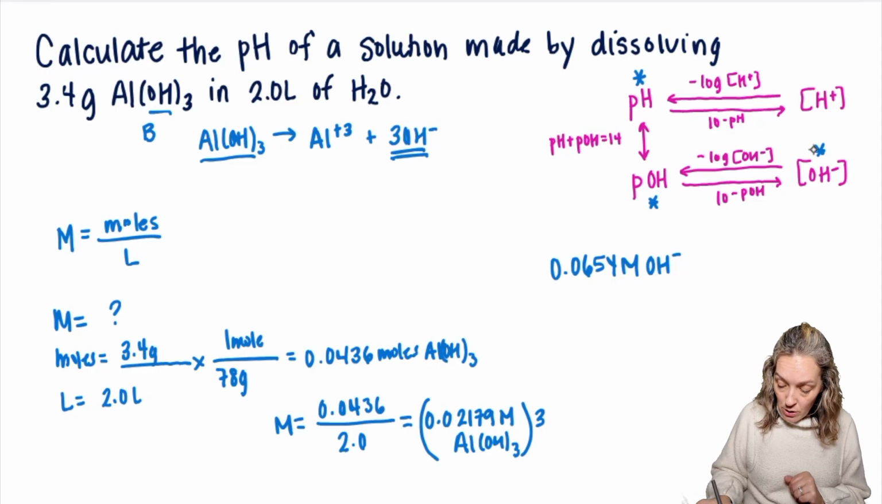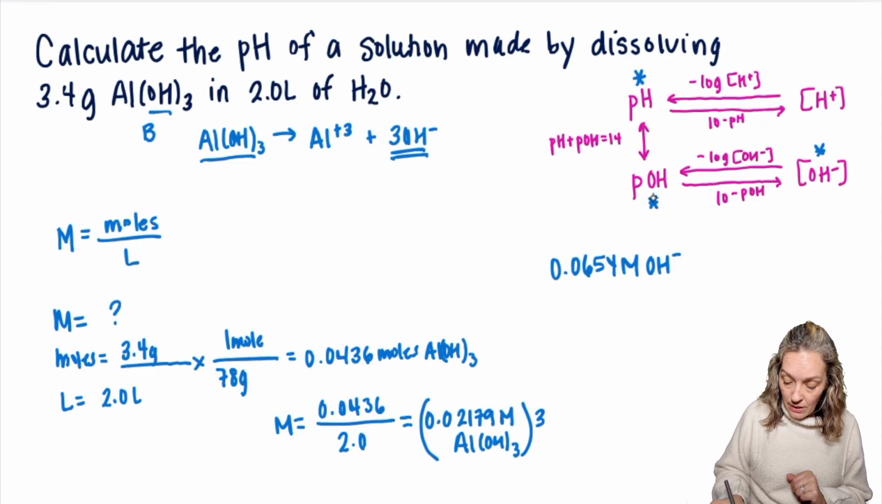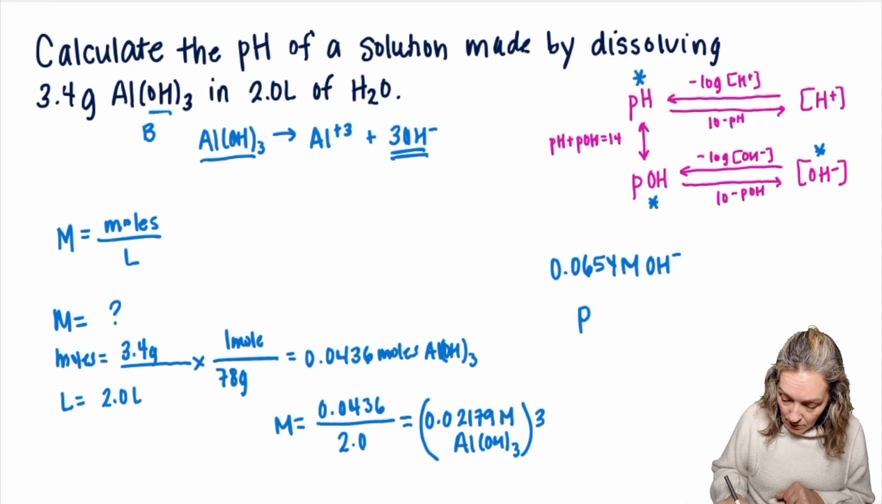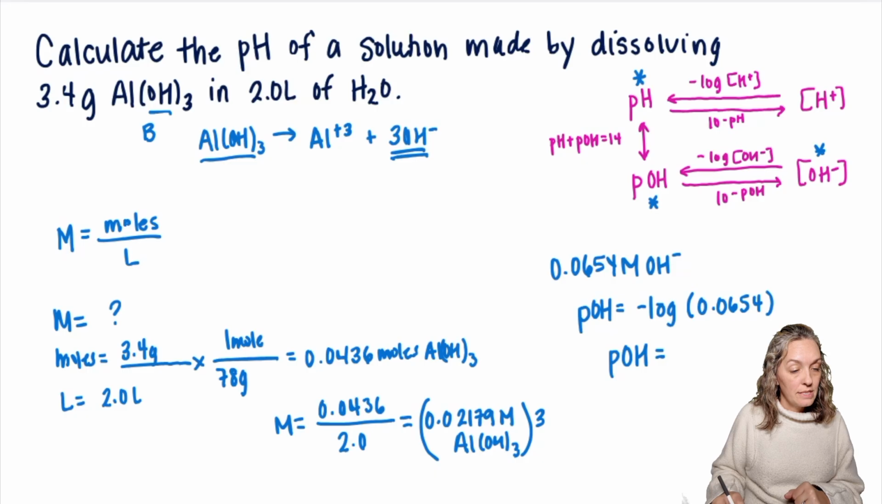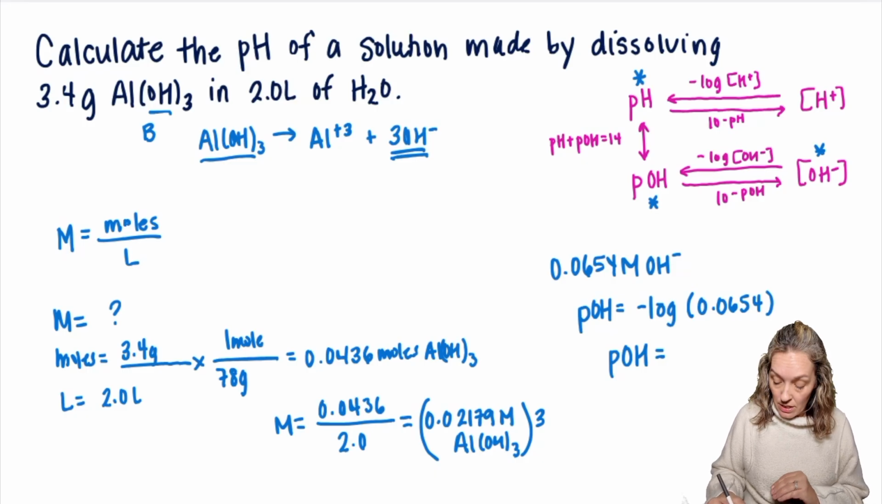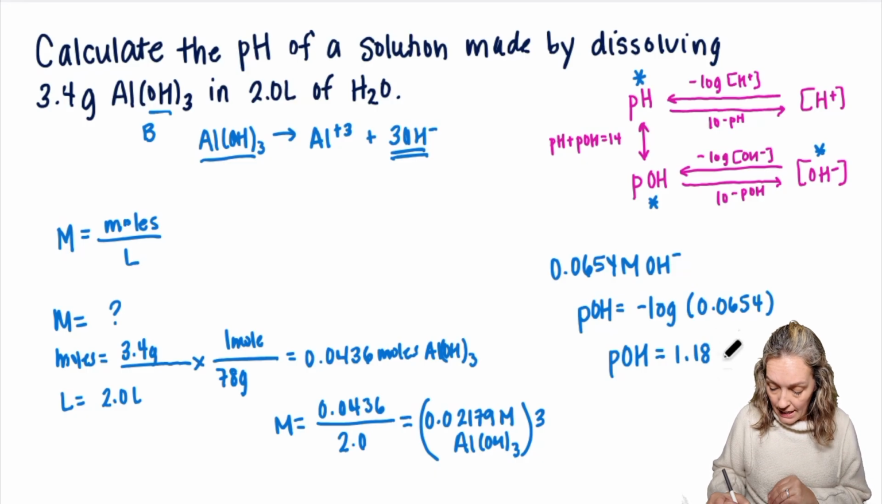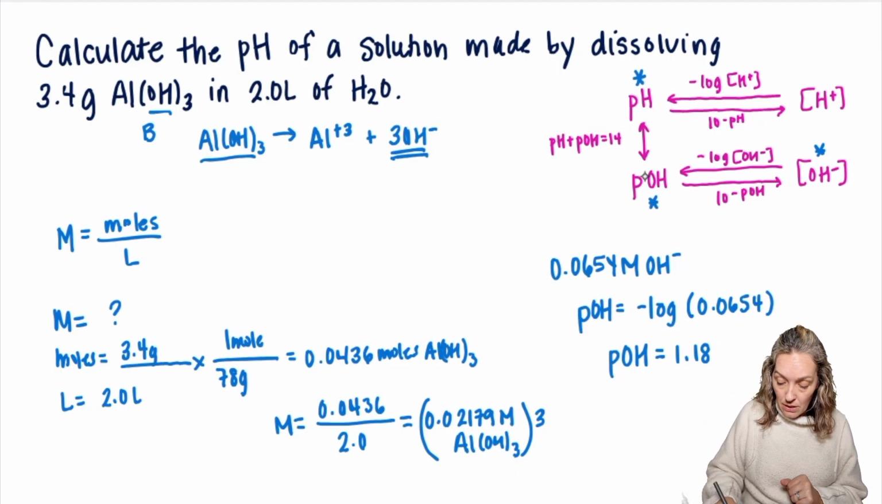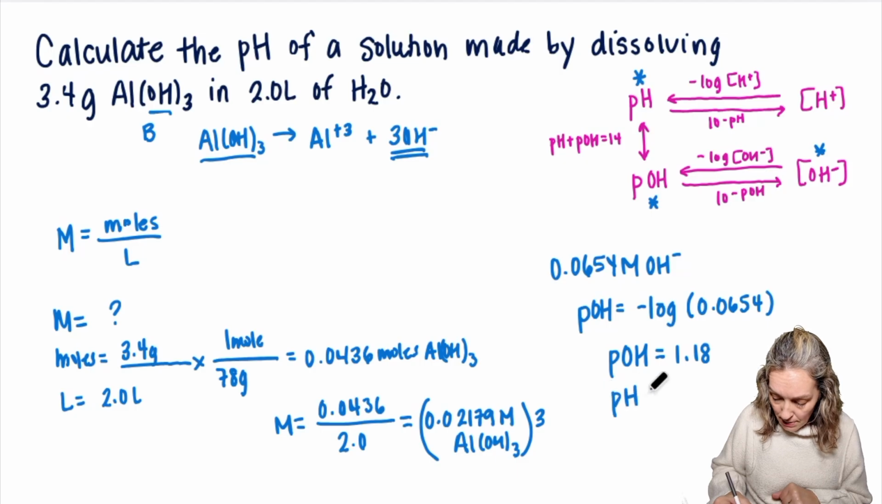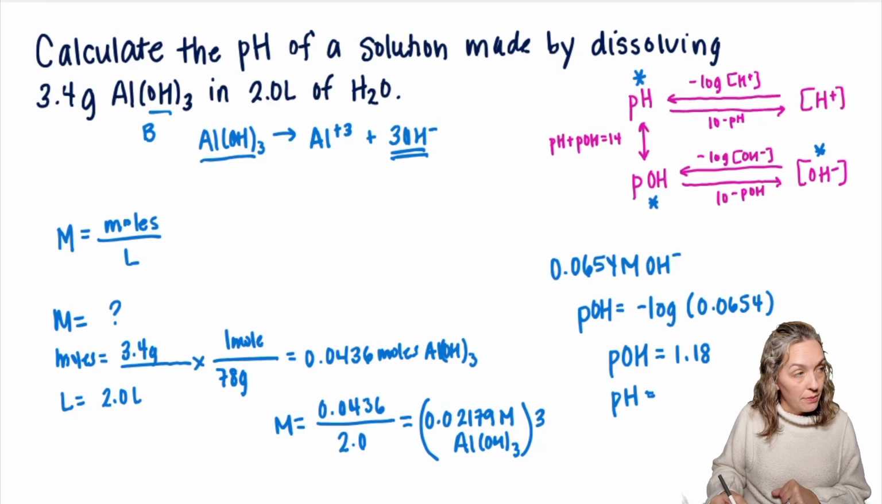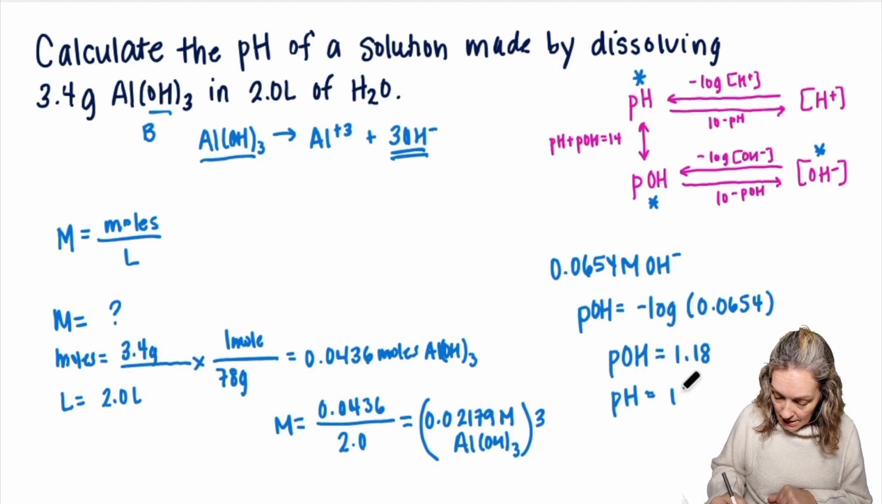Now that I know my OH minus concentration, I'm ready to find pOH. I can find pOH by taking the negative log of my concentration of OH minus. When I solve for this, I find that my pOH is 1.18. Remember that my pOH and my pH will always add up to 14, so I can find my pH by simply subtracting 1.18 from 14. That is going to give me 12.82.